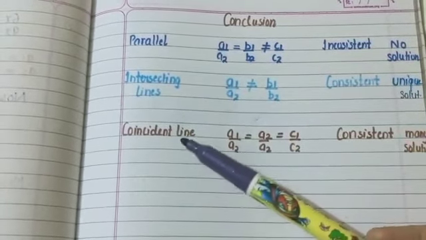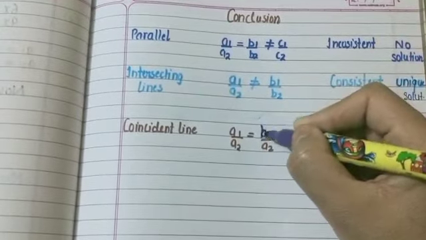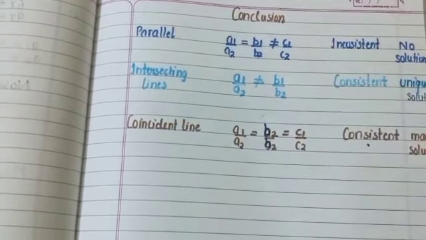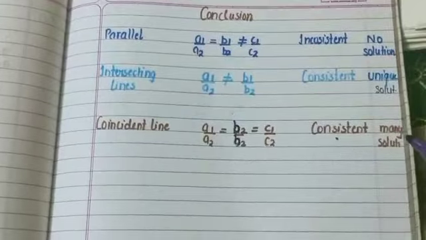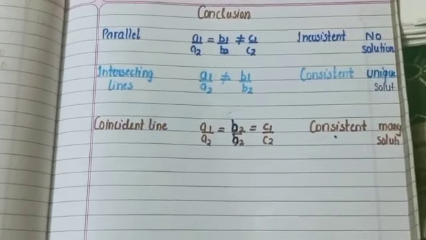Or if the lines are going to be coincident, then all three ratios are equal: a1 over a2, b1 over b2, and c1 over c2. Then it will be consistent, it has many solutions, or sometimes we say it has infinite solutions.